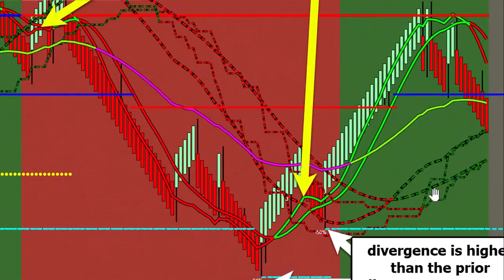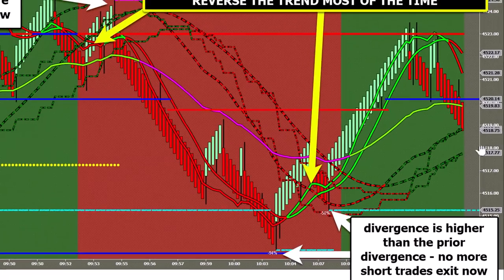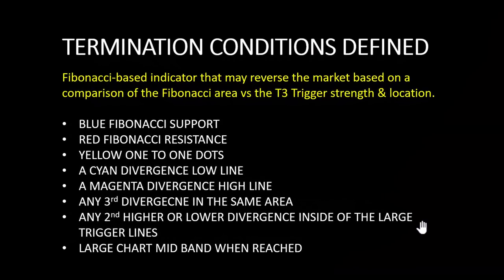It's literally any divergence that has the small triggers in between the large triggers could reverse the market, usually will reverse the market. And when I say will or usually will, what we're talking about is 75% of the time, give or take 5%. So it doesn't always do it, but most of the time it does, and that's really what we're trading for, is most of the time.